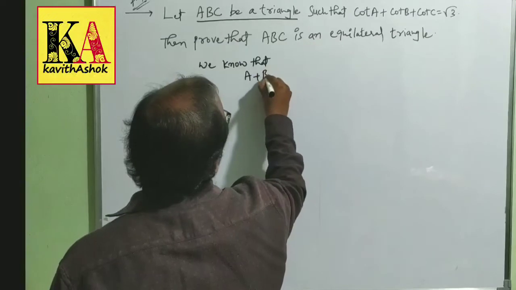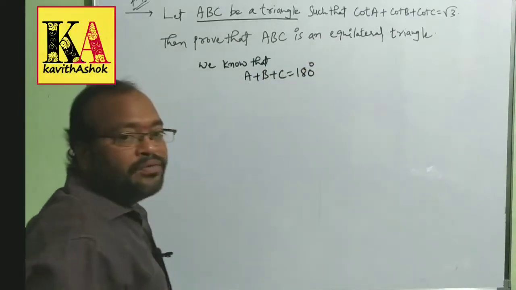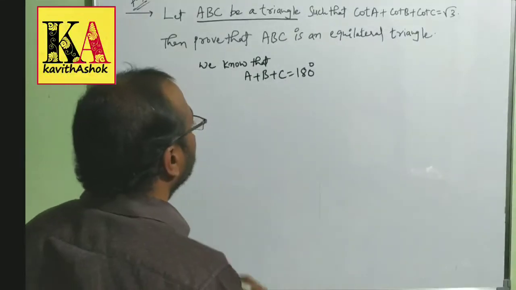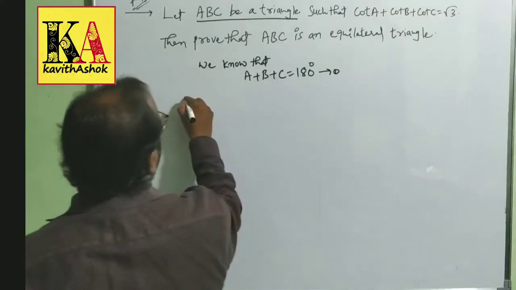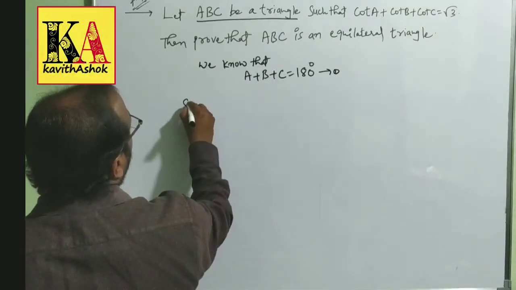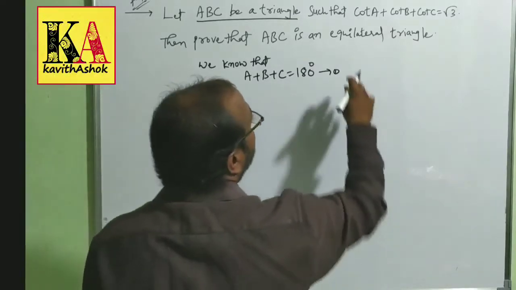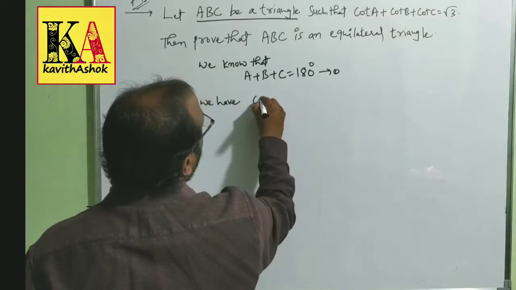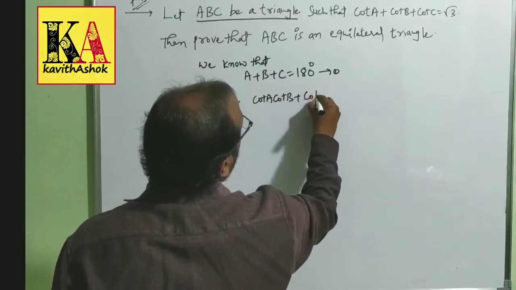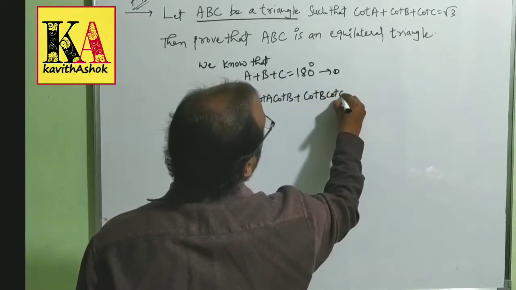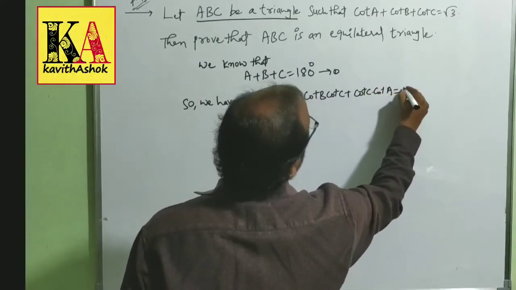A plus B plus C is equal to 180 degrees. Why? Because the sum of the angles in a triangle is equal to 180 degrees. We already know that. So we have what we already proved in terms of cot. What is it? Cot A cot B plus cot B cot C plus cot C cot A is equal to 1.